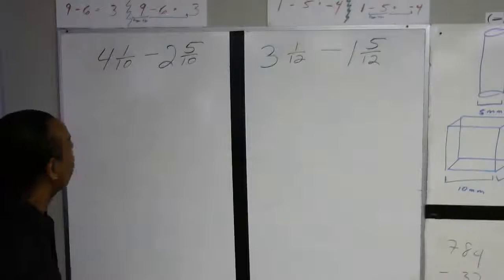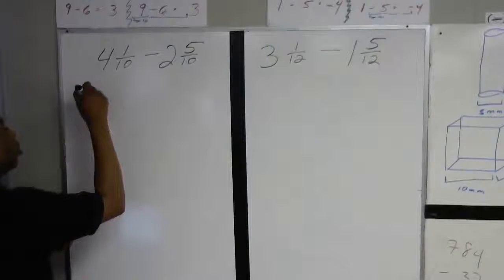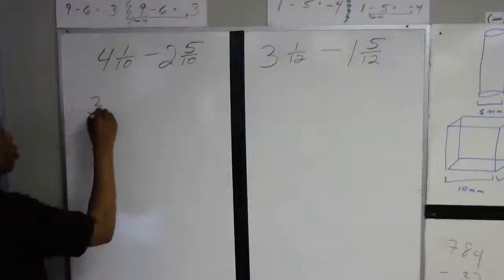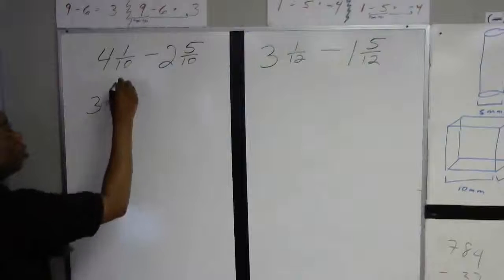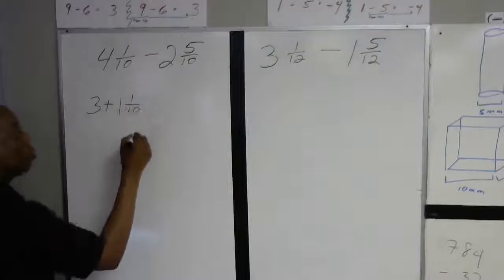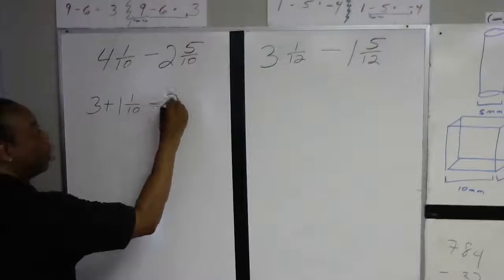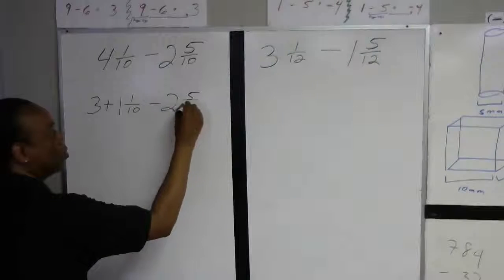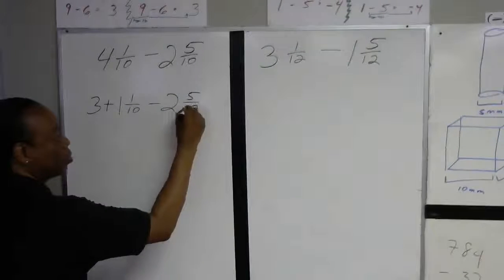So I'm going to borrow. I'll borrow 1 from the 4. It becomes a 3. And the 1 that I borrow goes next to the 1/10. And I bring down my negative 2 5/10.